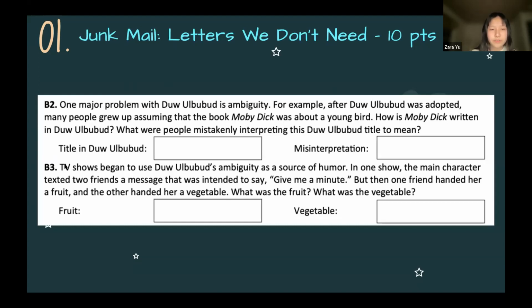Then next, TV shows began to use the ambiguity as a sense of humor. So in one show, the main character texted 2 friends a message that was intended to say, "Give me a minute," but then one friend handed her fruit and the other handed her vegetable. So what was the name of the fruit and what was the vegetable? So how could it be misinterpreted?